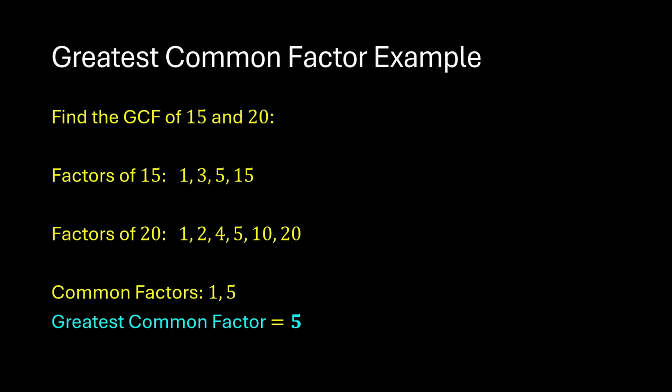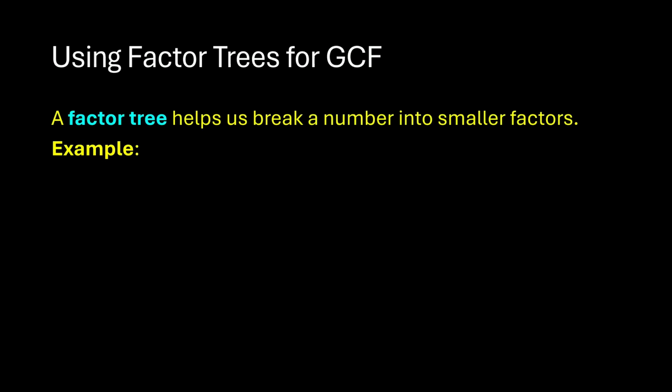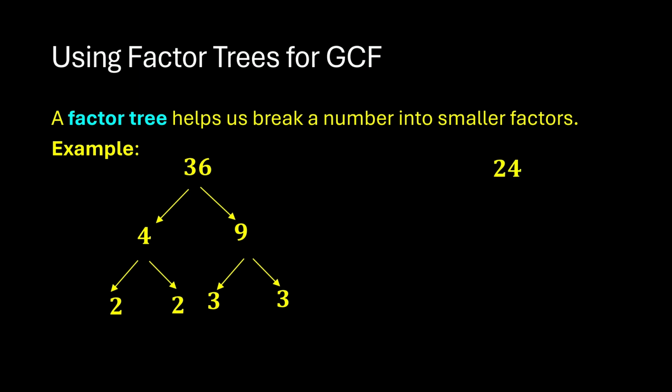We can also find the greatest common factor using factor trees. So remember that 36 can be expressed as 4 times 9, and 4 can be expressed as 2 times 2, and 9 can be expressed as 3 times 3. And remember that 24 can be expressed as 12 times 2, and then as 2 times 6, and 2 times 3.